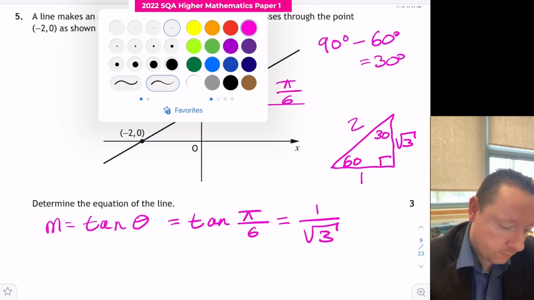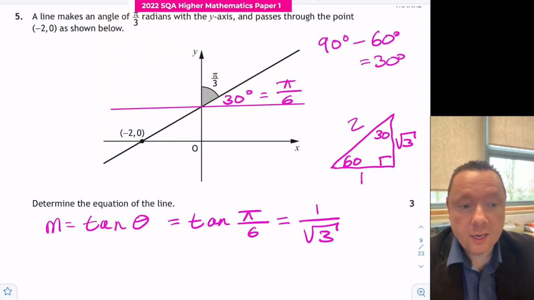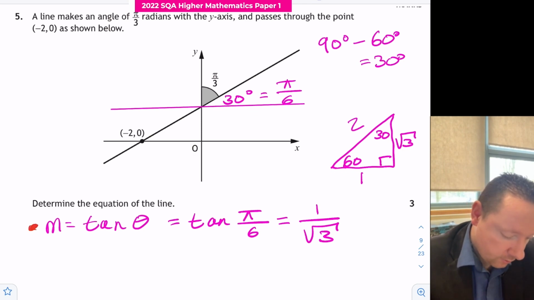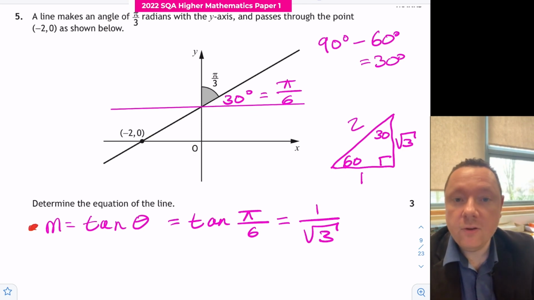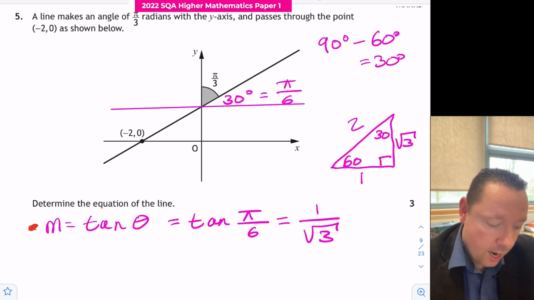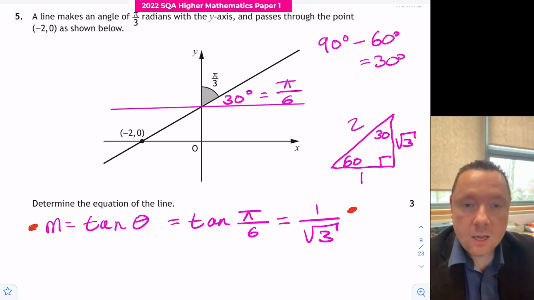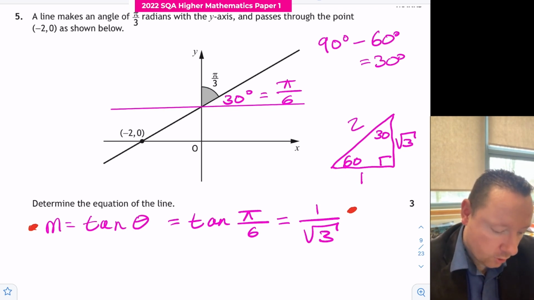Okay. First mark is for writing down that the gradient is equal to tan pi over 6. Not just tan theta, we need to write tan pi over 6. And then our second mark for working out what tan pi over 6 is, which is 1 over the root 3. We now need to work out the equation of our straight line.